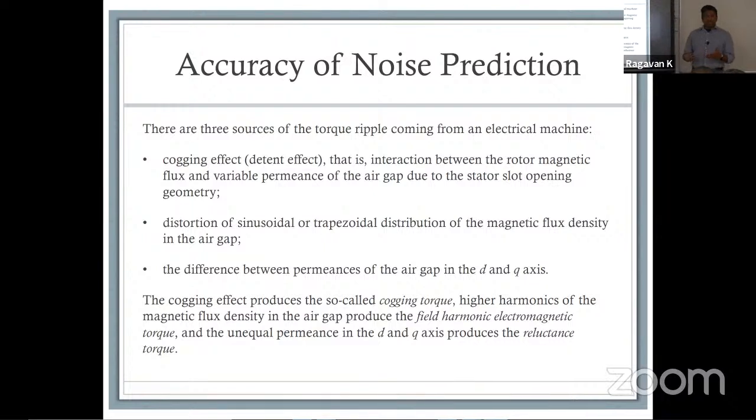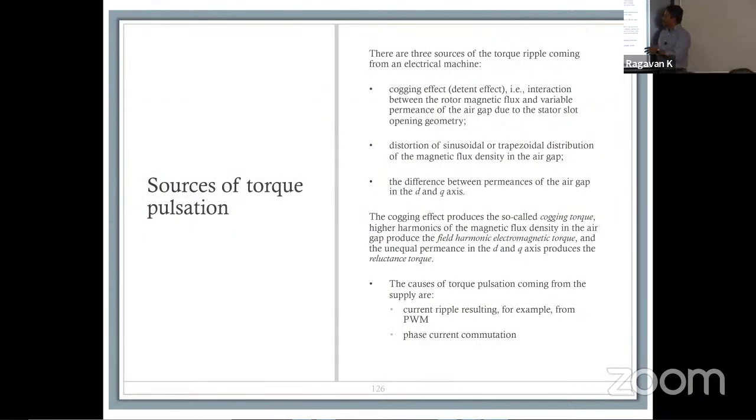The cogging effect that you get from these variations can cause what is called cogging torque. And the higher harmonic that you get from the magnetic flux density is called the field harmonic electromagnetic torque. Okay, so if you talk about the sources of torque pulsation, once again, we go back to the same issues. We have the cogging force or the cogging torque.